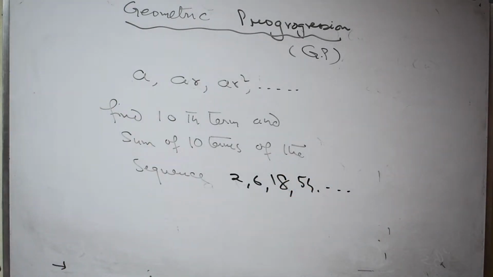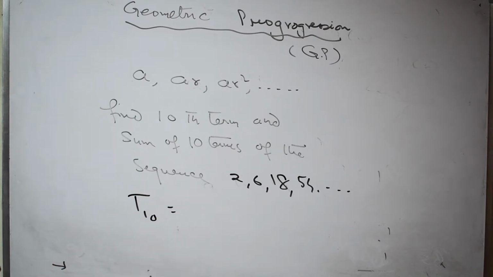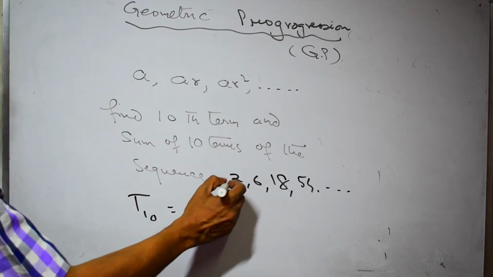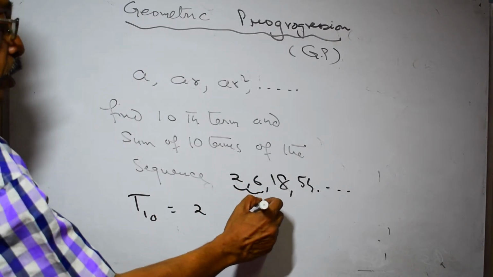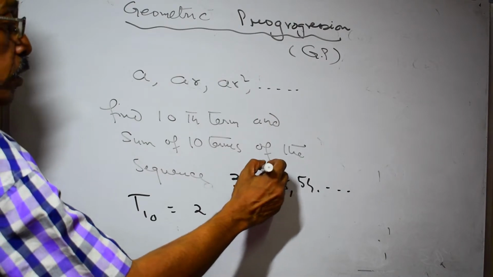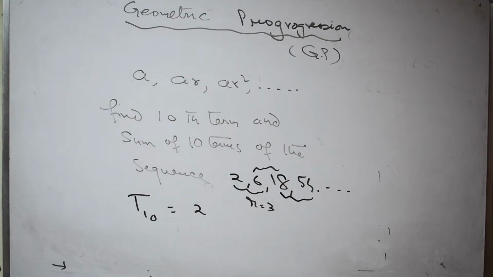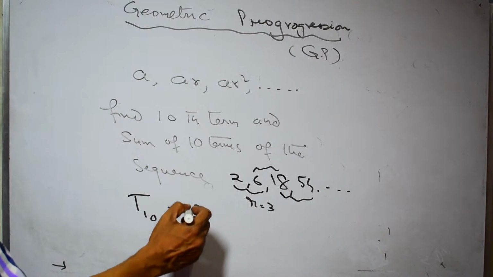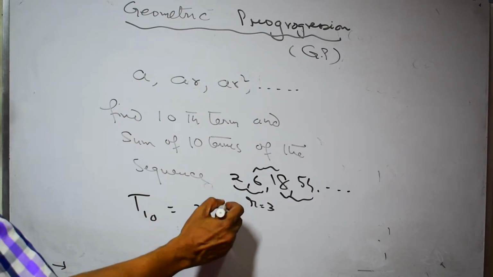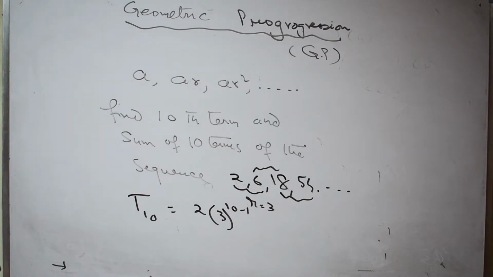So what we need to know is the 10th term, T10. What is the formula? A is 2, first term 2. What is the ratio? If I divide 6 by 2, that becomes 3, and that is always fixed. That is, 18 by 6 is also 3, 54 by 18 is also 3. So the answer to this question, the 10th term, will be 2 into 3 to the power 10 minus 1, because the formula is A into R to the power n minus 1.